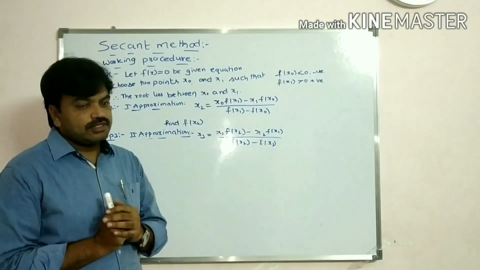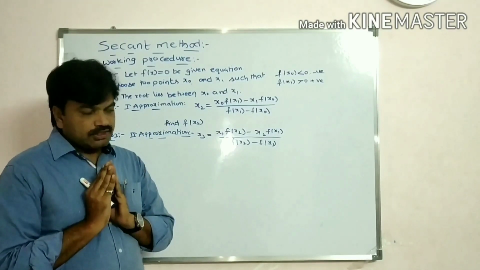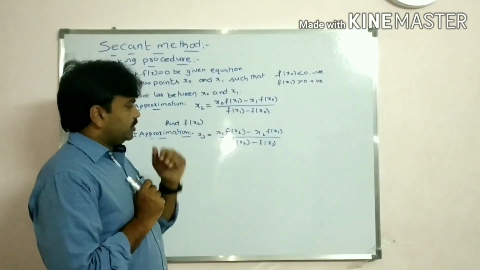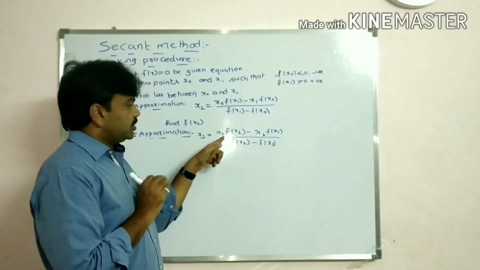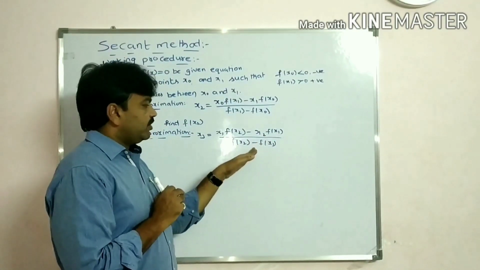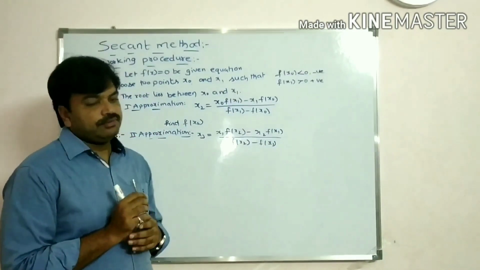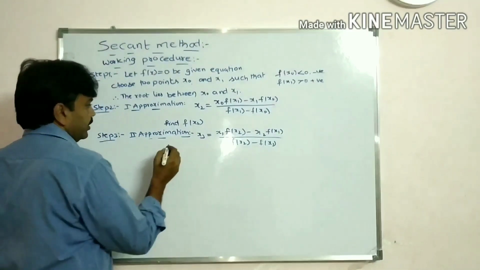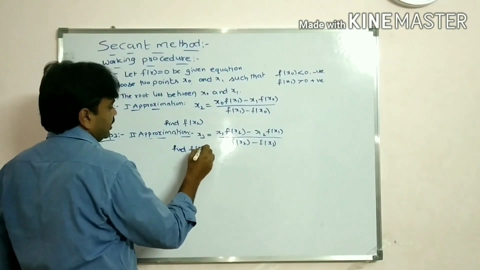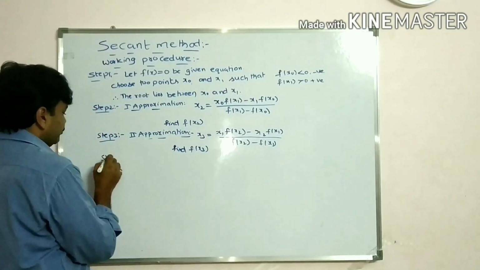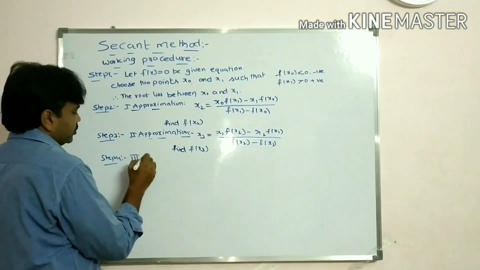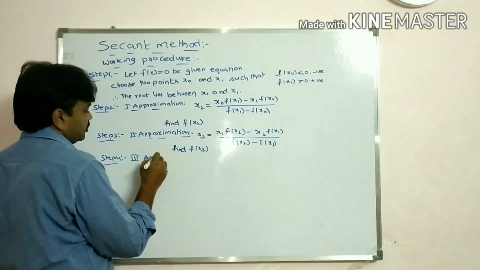Have you got the point, students? If it is 3, we get 1, 2. If it is 2, we get 0, 1. So x3 is equal to x1 f of x2 minus x2 f of x1 divided by f of x2 minus f of x1. Now you calculate the f of x3 value. Again, step 4. Go to the third approximation.